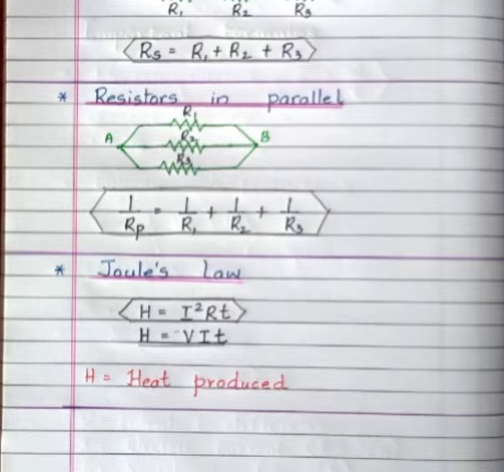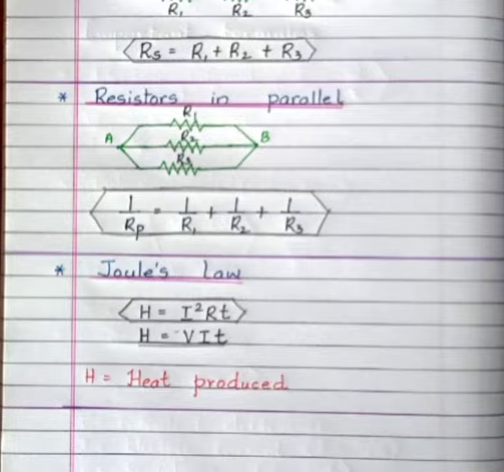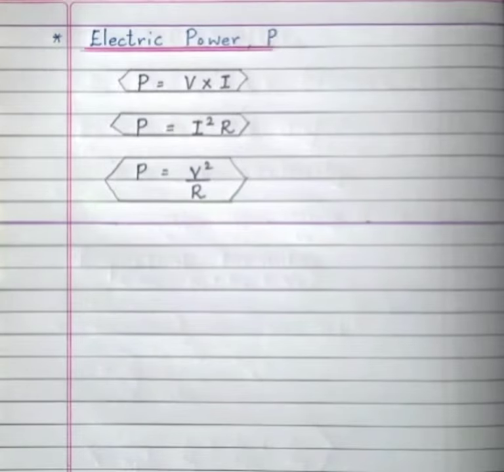When resistors are connected in series, the effective resistance is R1 plus R2 plus R3. When the resistors are connected in parallel, the effective resistance, that is 1 by Rp equals 1 by R1 plus 1 by R2 plus 1 by R3. Joule's law, H equals I square RT.